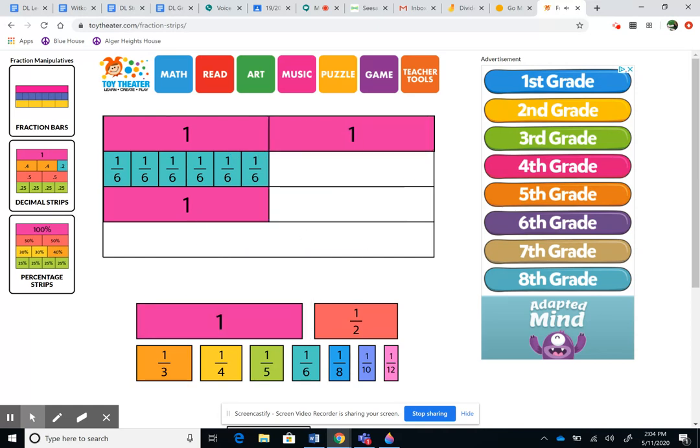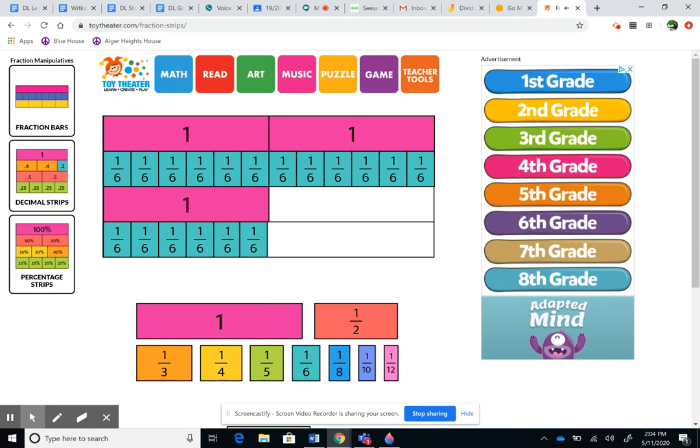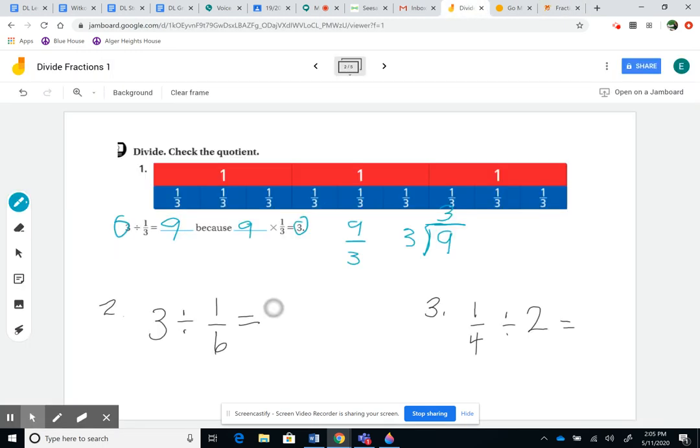Now, what you could do here is you could use your knowledge of multiplication and continue to go and still get the answer a little bit quicker, but I'm going to keep pulling these up. So we had 6, 7, 8, 9, 10, 11, 12, 13, 14, 15, 16, 17, 18. So 3 divided by 1/6 is 18. There are 18 1/6 tiles in 3.